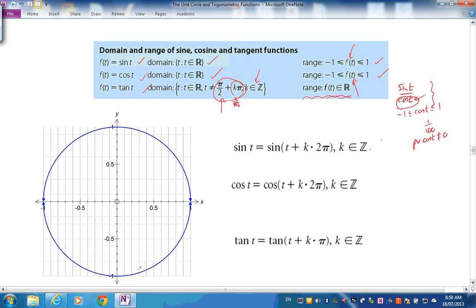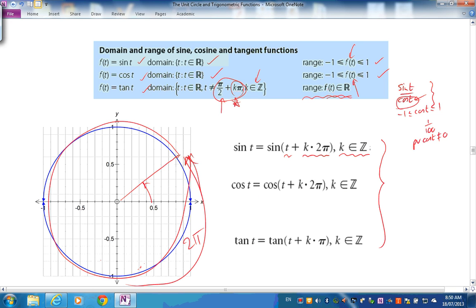Basically, these statements here are describing the behaviour and the period of these functions. So sine of t is the same as sine of t plus any multiple of 2 pi, where k is an integer. So you can add on 2 pi, so let's take this angle or this arc. If we go 2 pi further, we'll be back there again. Or if we went negatively 2 pi, we'd be back there again.